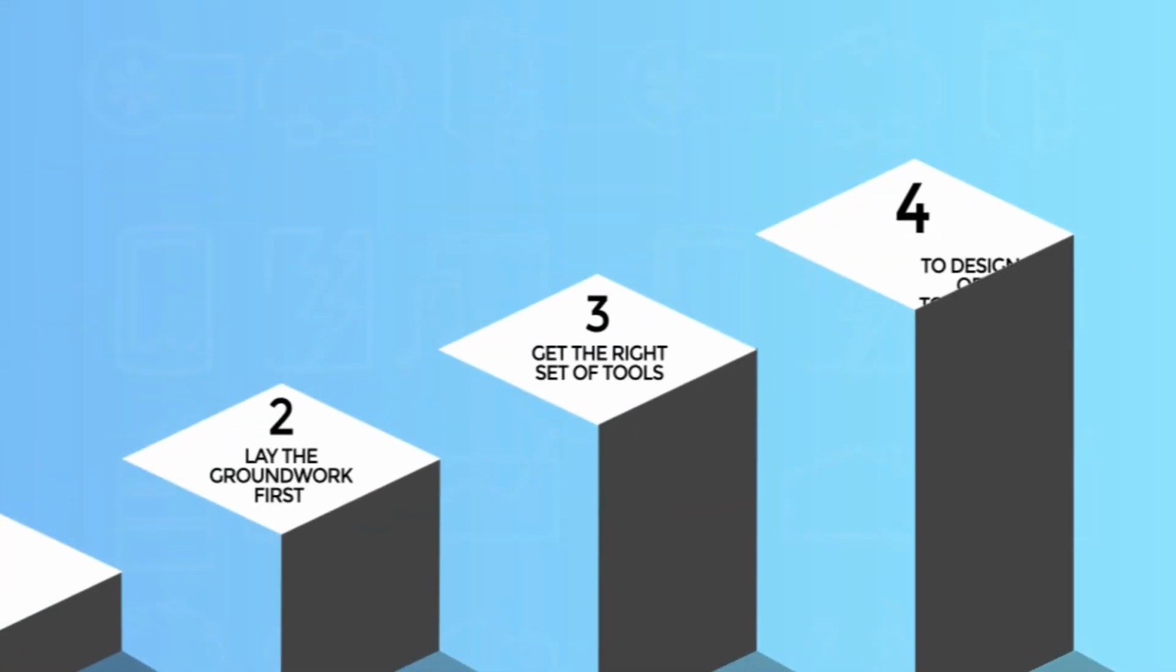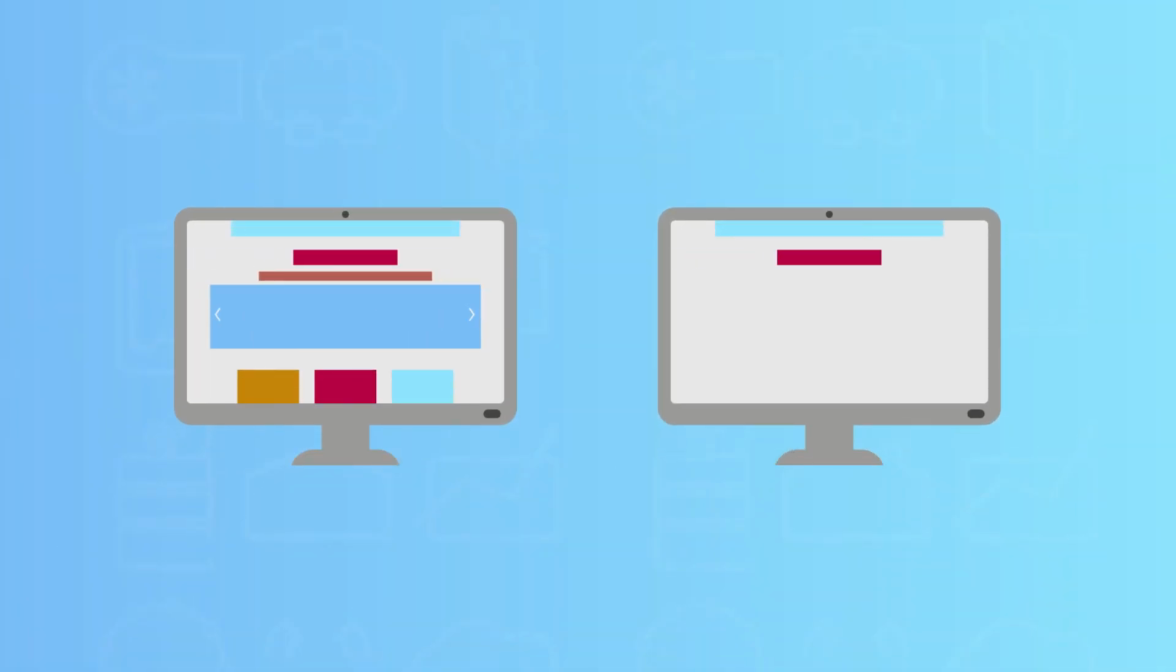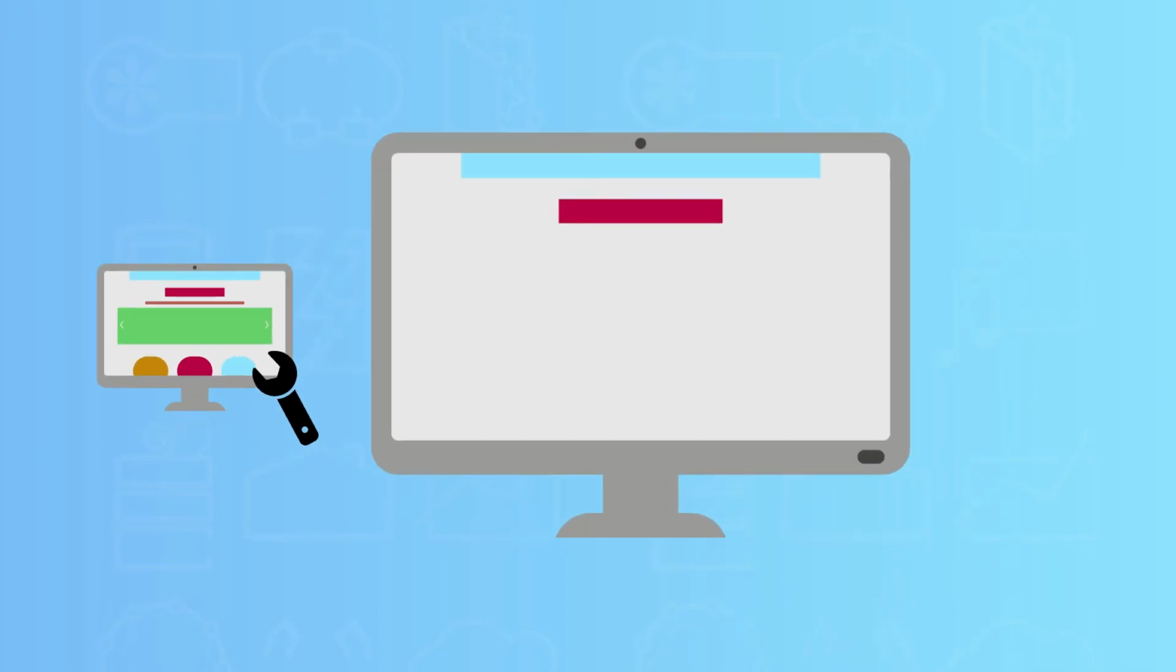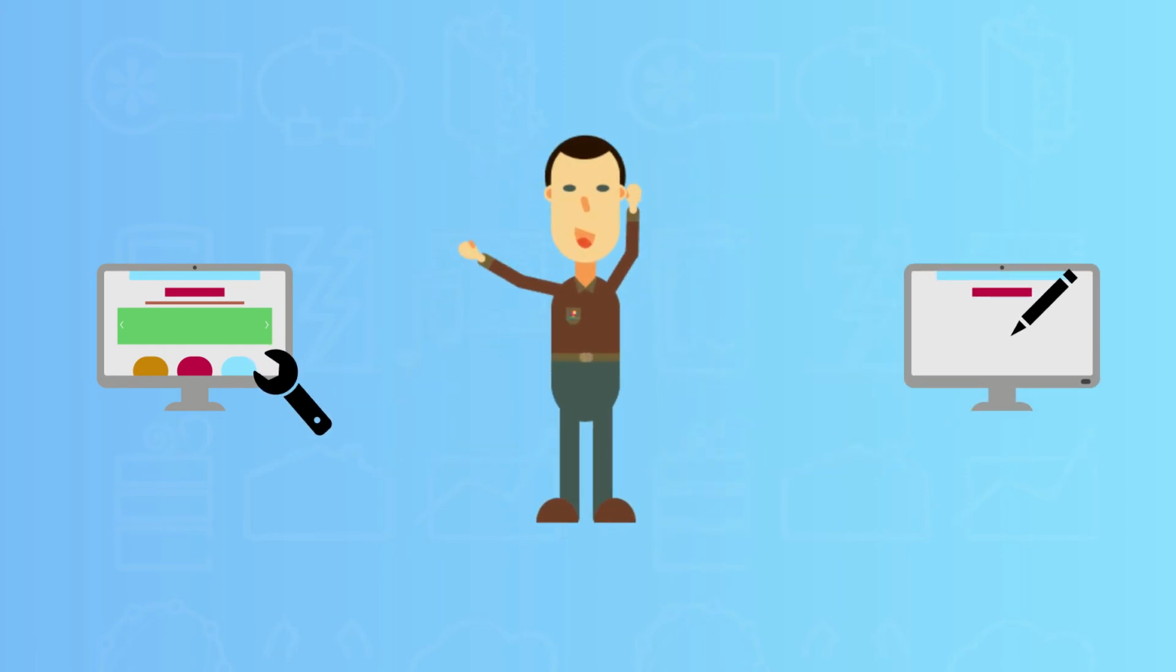Step 4. To design or to modify? That is the question. There are basically 2 main ways of building a WordPress site. You can either take a ready-made theme and modify it here and there, or you can build the actual structure from the ground up. To cut the discussion short, we're fans of the former.